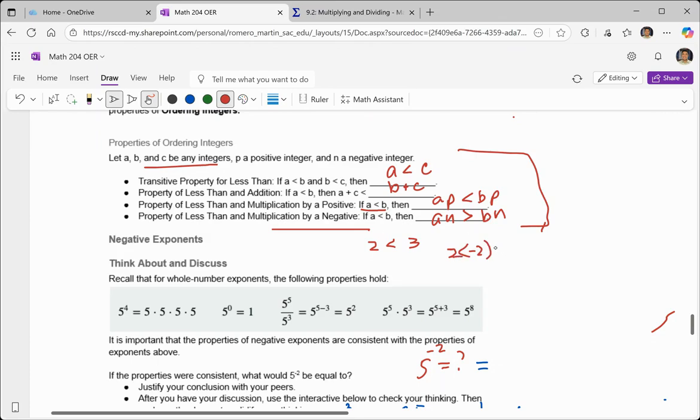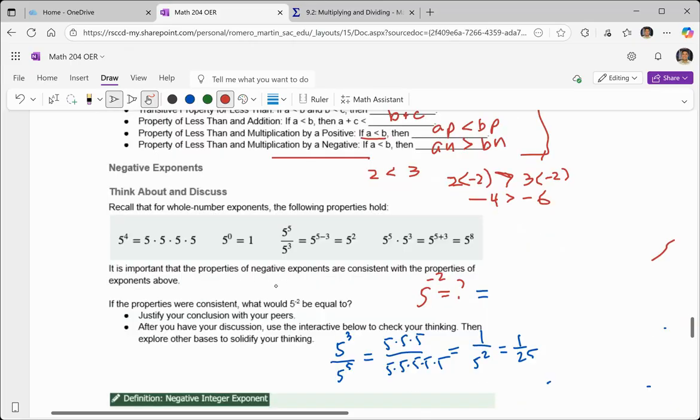What's going to happen is this side is going to be now greater than if I do 3 times negative 2. I'm multiplying by the same negative number, and what happens is you get negative 4, remember, is bigger than negative 6. So that happens algebraically because we're multiplying by a negative. The inequality sign changes. Something we're going to take with us in our algebra class.